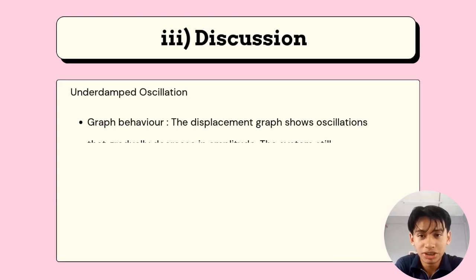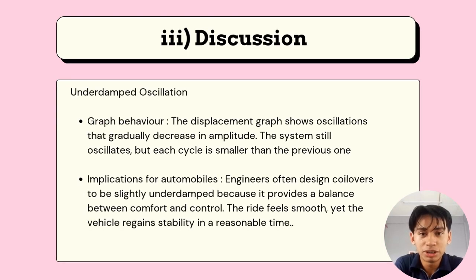Discussion: underdamped oscillation. Graph behavior: the displacement graph shows oscillation that decreases in amplitude. The system still oscillates, but each cycle is smaller than the previous one. Implication for automobiles: engineers often design coil-overs to be slightly underdamped because it provides a balance between comfort and control. The ride feels smooth, yet the vehicle retains stability in a reasonable time.